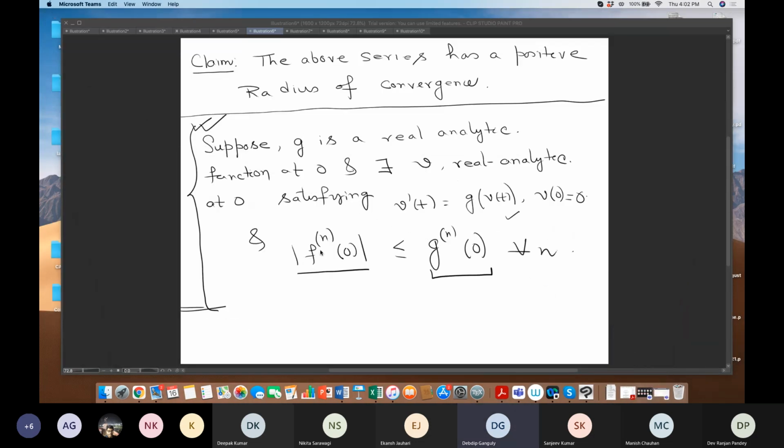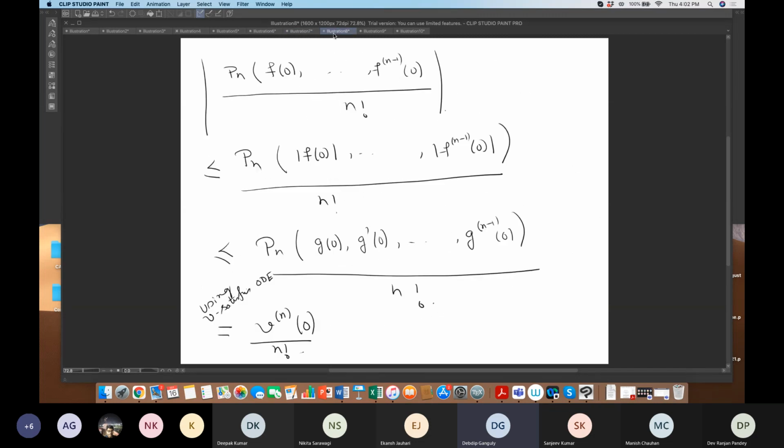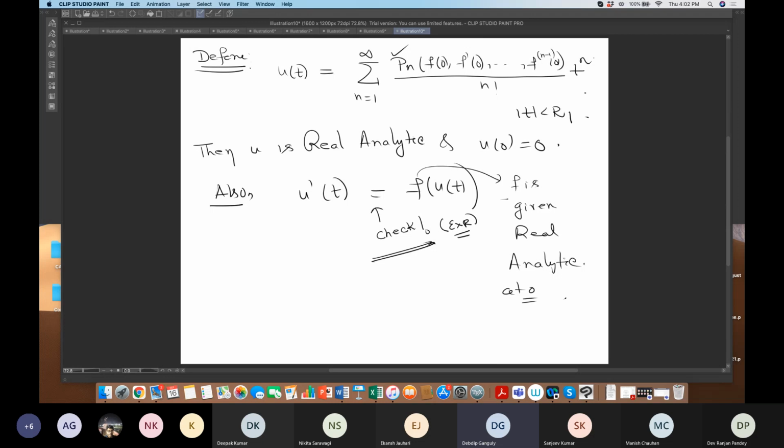Okay. But now we have to prove this statement. If we can show that such G and V exist with these properties, then we can say that we have everything. So we have this series, and we prove this series has a positive radius of convergence, and we define u(t) like that, and we say that u is real analytic and u(0) is zero, and very clearly we can prove that u prime t equals f of u(t) just using the fact that f is given to be real analytic at the point. So this is a solution. This is your desired solution.